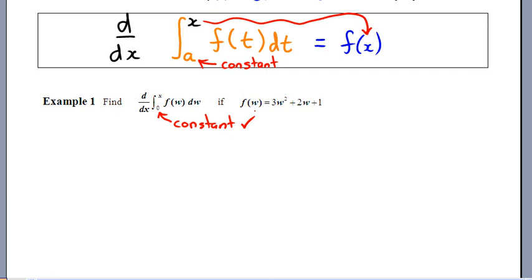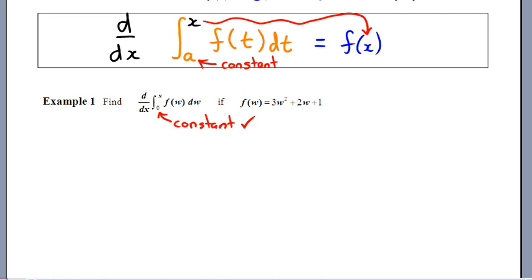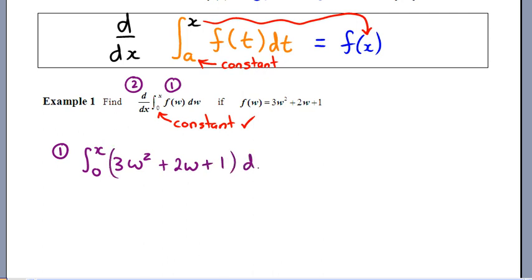Well, let's go through this process one step at a time. This is going to be painful. We'll do it just once. My first step is to do this integral, and then second step, I'm going to do the derivative. So first step, let's get the integration done. We're going to integrate from 0 to x, this thing, f of w dw. Well, that f of w is 3w squared plus 2w plus 1. And I'm supposed to integrate that dw.